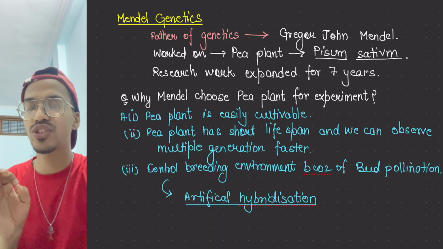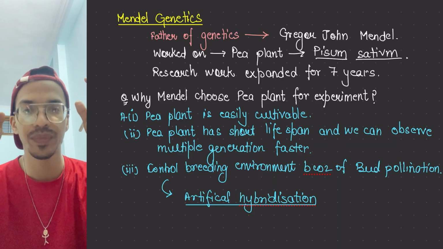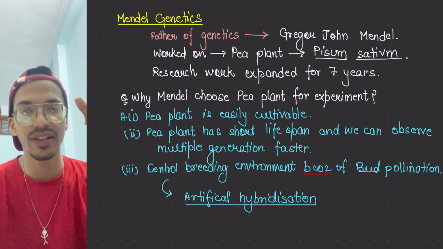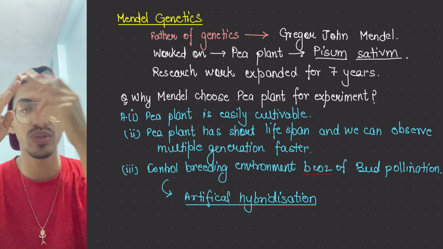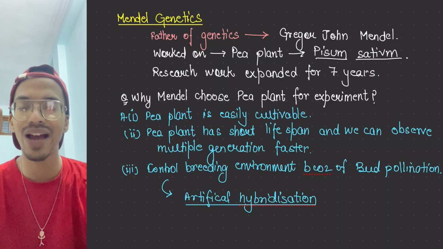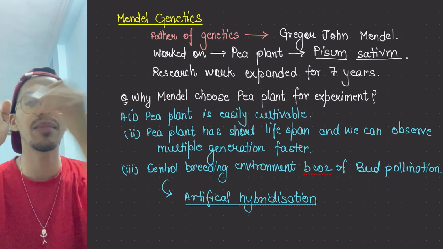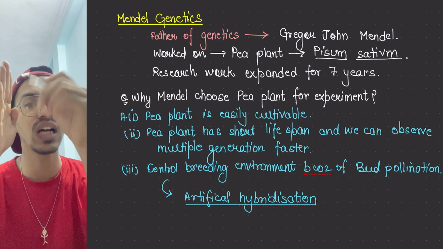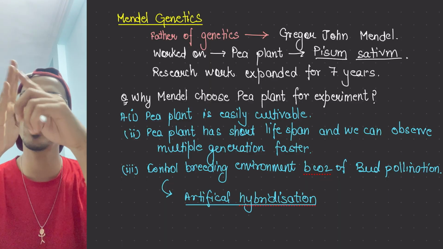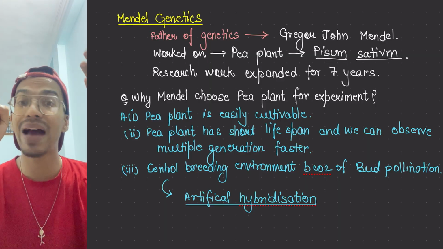So in artificial hybridization, what happens? We want the features of particular plants to combine. So we take the stigma of one plant and the anther of another plant, and the pollen goes to this one. Whatever features we want, we can do it. Imagine this flower has stigma and anther both, but I want only the stigma part of it. So I will cut the male part. Cutting of these male parts is called emasculation.